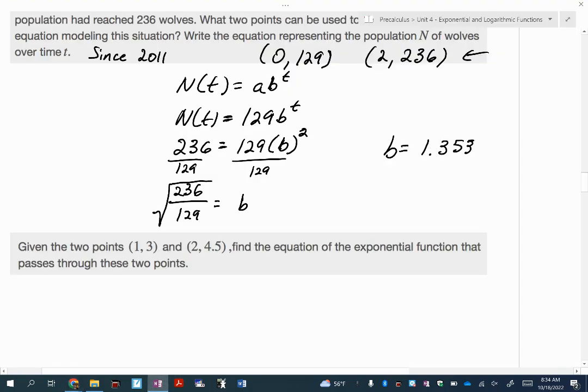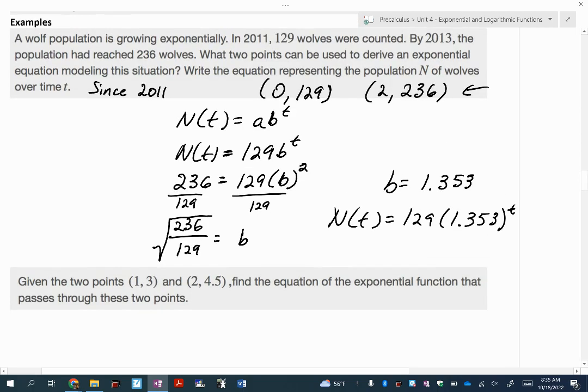So to write my actual model here, I have n at time t equals, remember 129 is the initial number of wolves times our rate, all right, of 35.3%, but we add 1 raised to the power of t. All right, and you can use that from now, right? If you wanted to know, okay, how many wolves do I expect in 2015? Now you raise it to the 4th power. All right, so it's how many years since 2011.